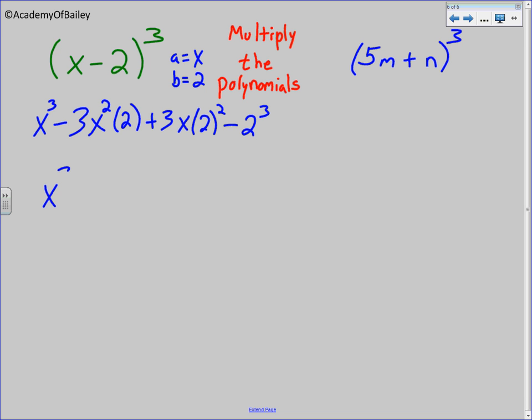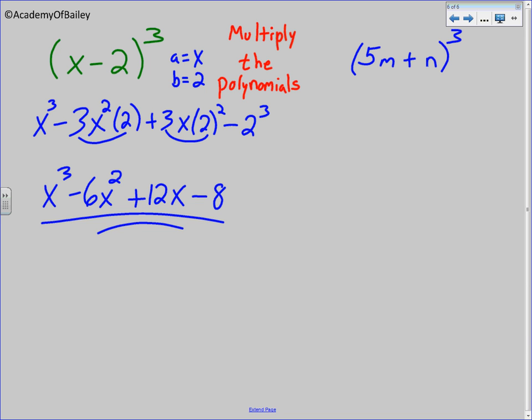Simplify. You're going to get x cubed. 3 times 2 is 6. And 3 times 4 is 12. And 2 cubed is 8. There's the expression after you multiply those polynomials.